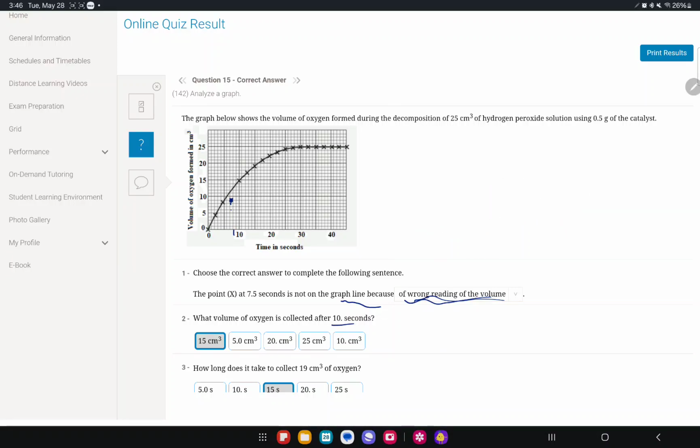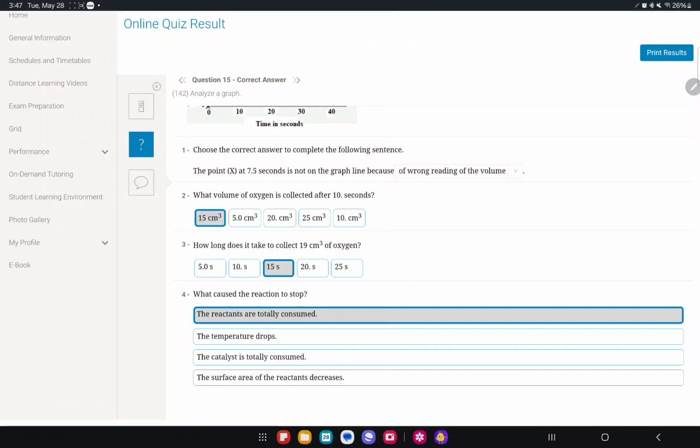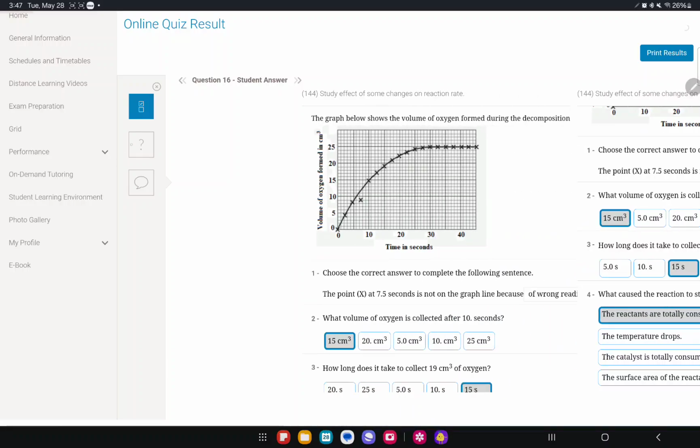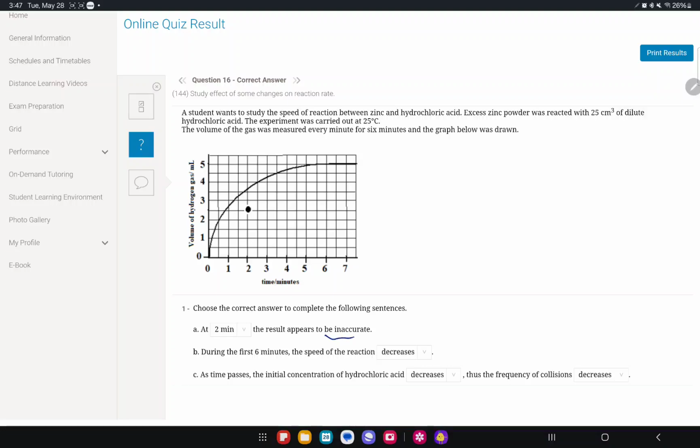What volume is collected after 10 seconds? You go to 10 seconds, you see it's 15, so you just put 15. Now you do the opposite. They say 19 centimeter cubed, so you go to 19, and here you go to the point. It's going to be 15 seconds, same answer. Then, what caused the reaction to stop? Obviously, the reactants are consumed. That's it. At what minute does the result appear to be inaccurate? You just look at the inaccurate result, which one's not on the graph. At 2 minutes.